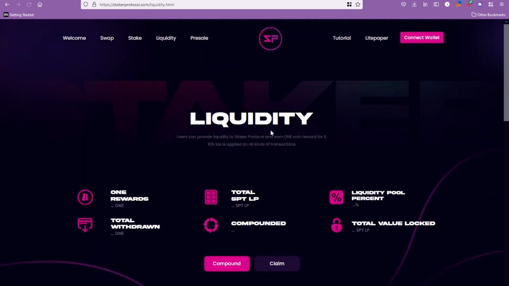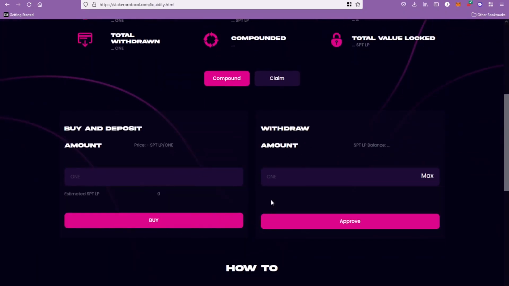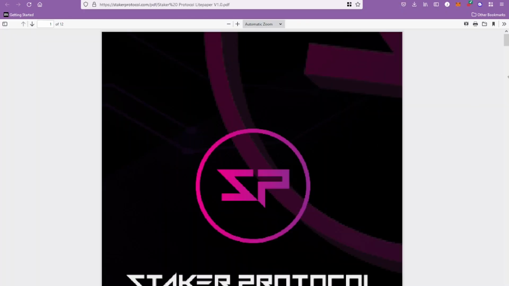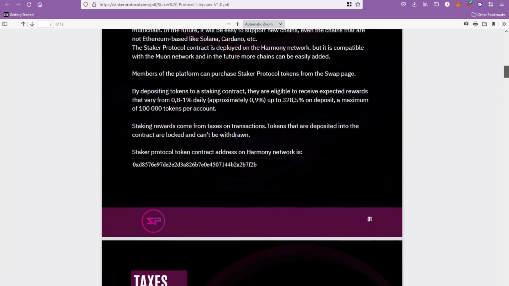So they've also got a liquidity section where you guys can provide liquidity to the protocol, and therefore they will pay you out in Harmony's ONE coin for that as well. And there it is, buy, sell, and claim and compound and all that. So we'll just head over to the white paper then, which has a bit more detail on what I've just explained to you here.